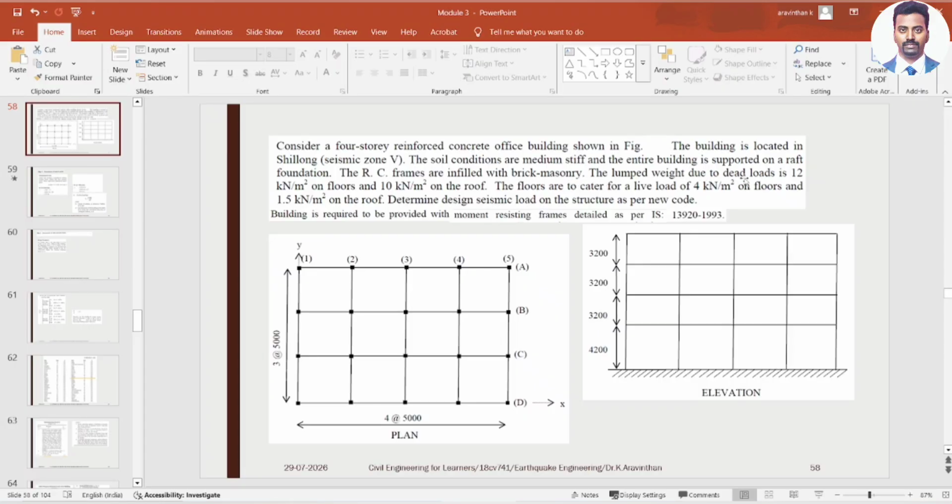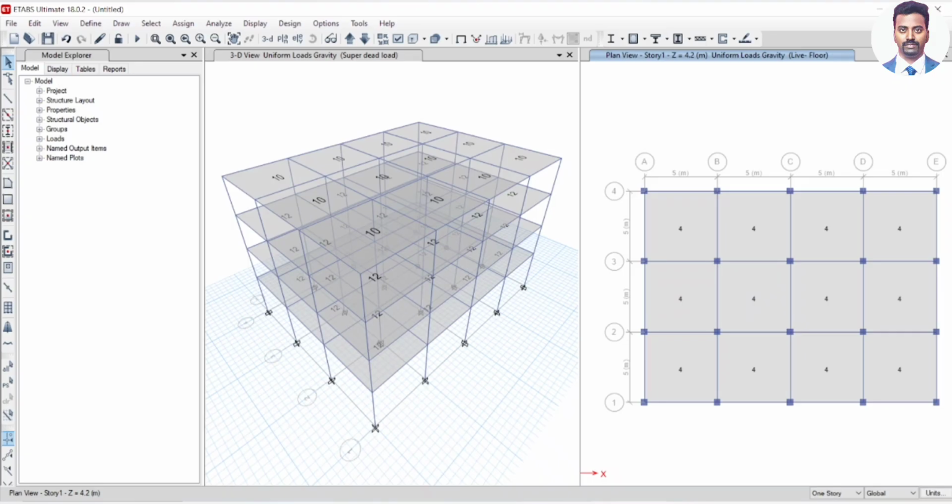Lumped weight due to dead load is 12 kN per meter square on floors and 10 kN per meter square on roof. The floors are to cater 4 kN per meter square on all the 3 floors and 1.5 kN per meter square on roof. Determine the seismic load, and this is a manual analysis. This is a moment resisting frame case which we are doing. Both equivalent static load and dynamic analysis we are going to do.